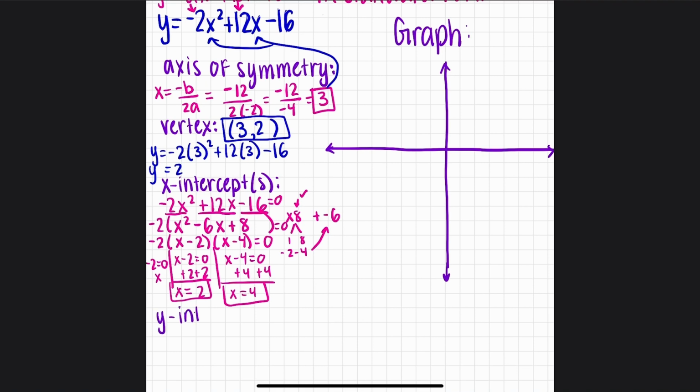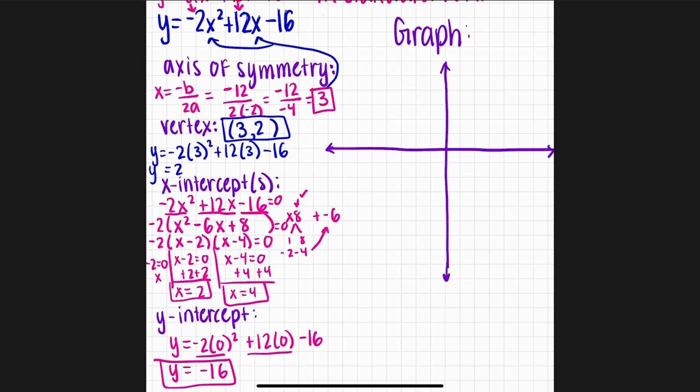And now let's find our y-intercept. So for your y-intercept, all you're going to do is plug in 0 to the x's. So let's do that. Y equals negative 2 times 0 squared plus 12 times 0 minus 16. So y, this zeroes out, is negative 16.